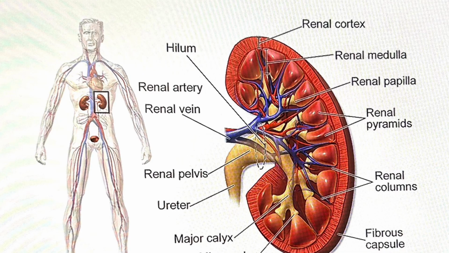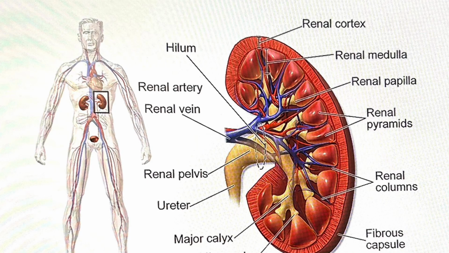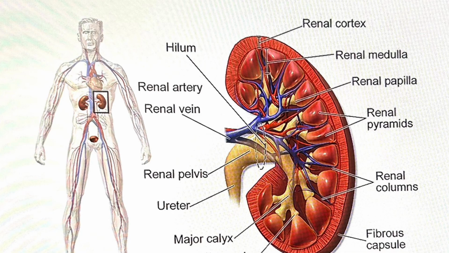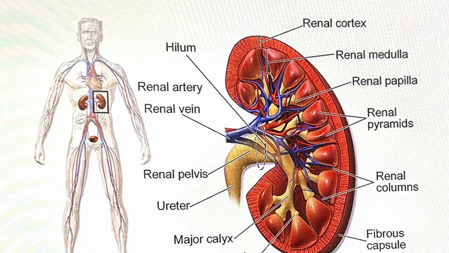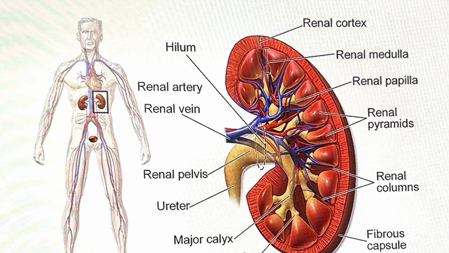And also, how the blood goes into the kidney and goes out from the kidney is through your renal artery, which is a large blood vessel that supplies oxygenated blood to the kidneys, whereas your renal vein is a large blood vessel that carries filtered blood out of your kidneys and back to your heart.